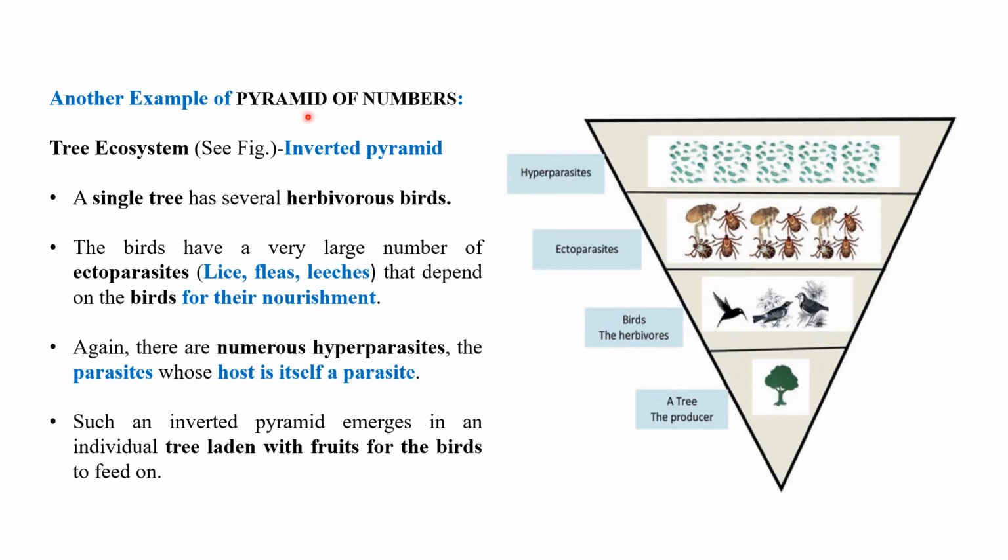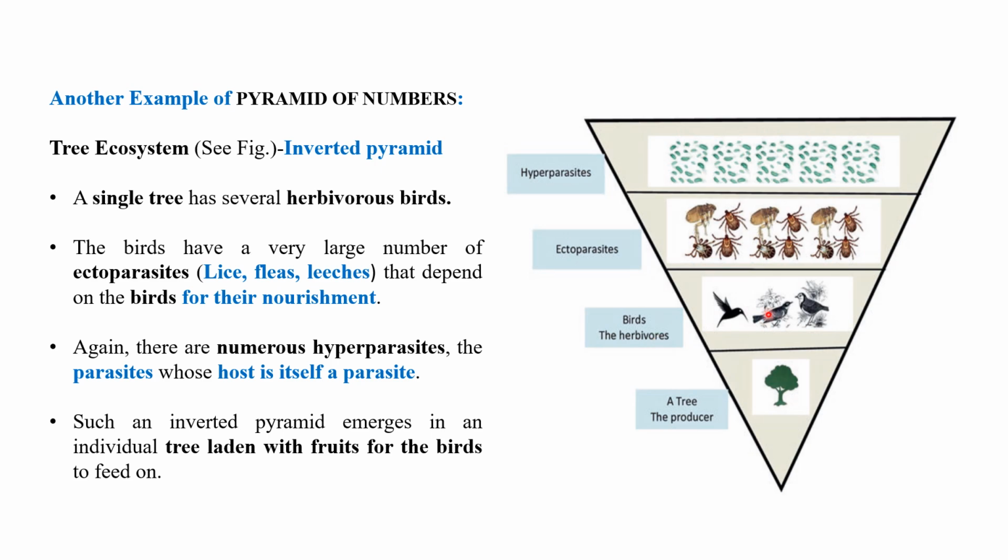Next example of pyramid of numbers is the tree ecosystem. This is in the form of an inverted pyramid. A single tree has several herbivorous birds. A single tree is there because the number is less. It goes on increasing: the bird, herbivores, ectoparasites, it goes on increasing. So that's why it is inverted. The birds have a very large number of ectoparasites. What are ectoparasites? Lice, fleas, leeches, right?